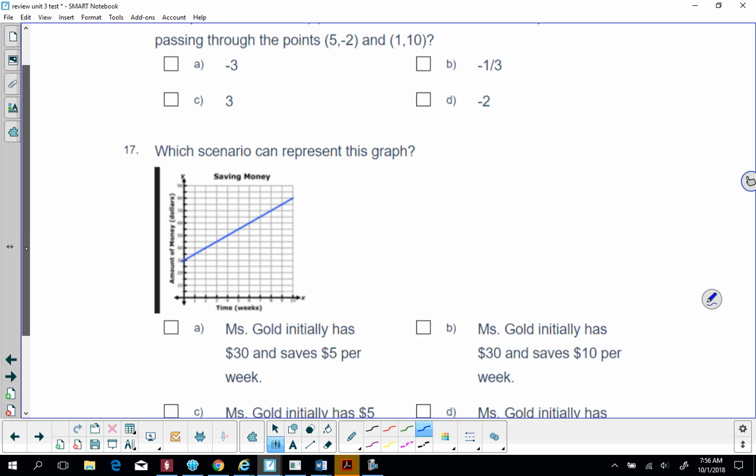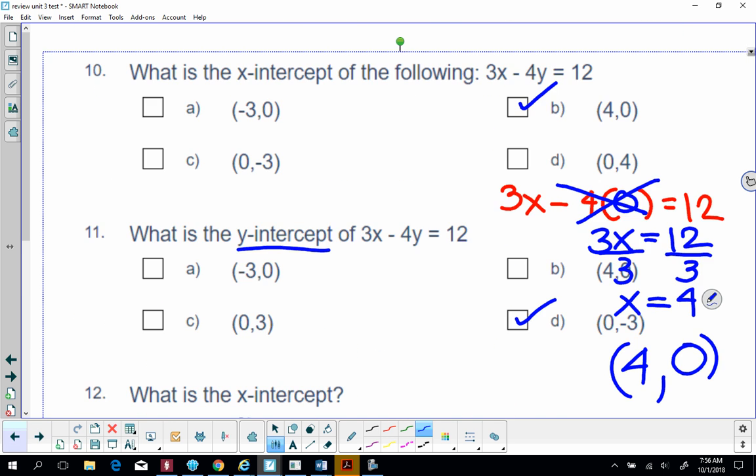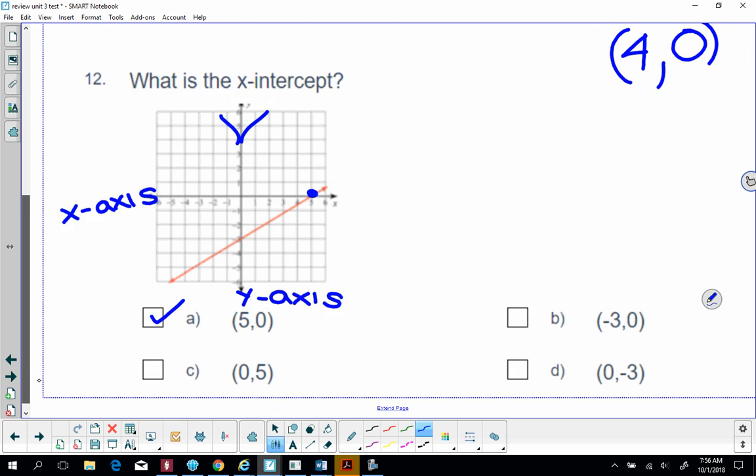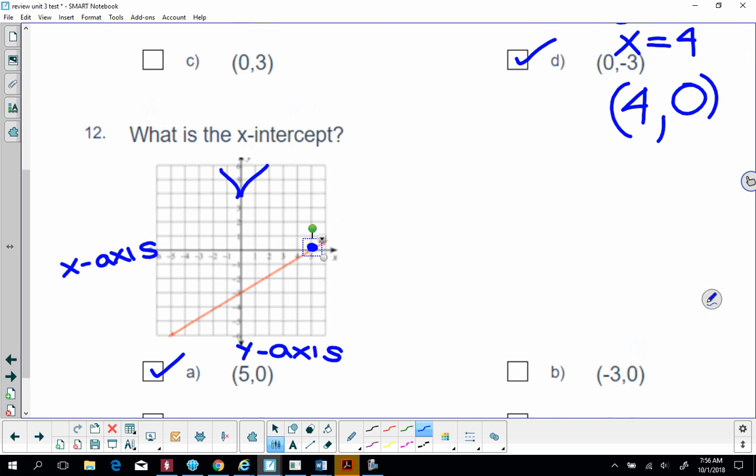Did I skip it? Oh, the x-intercept was right there. It was the same question. One says x, one says y.